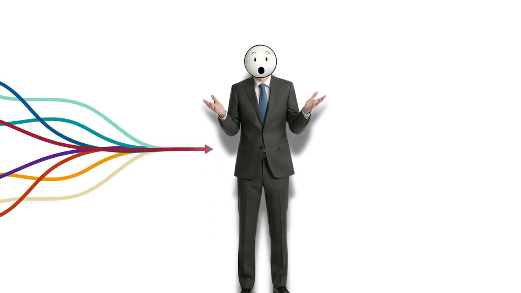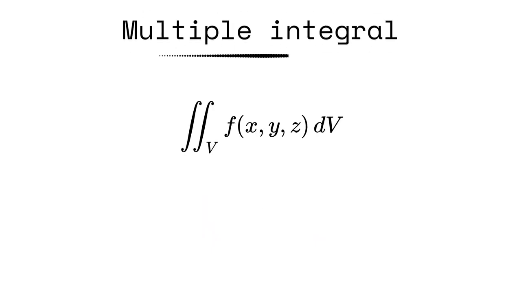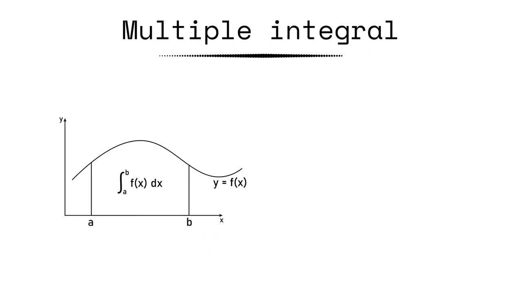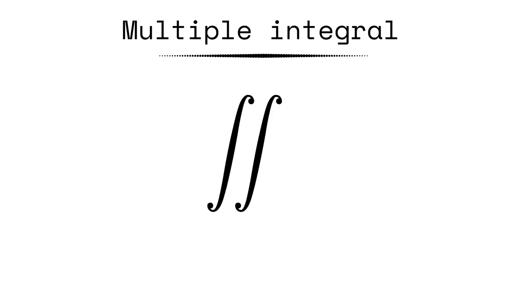Sometimes the answer is a number, converges. Sometimes it explodes, diverges. Multiple integrals, double and triple. Instead of area under a curve, we're finding volume under a surface. The notation uses 2 integral signs for double and 3 for triple.